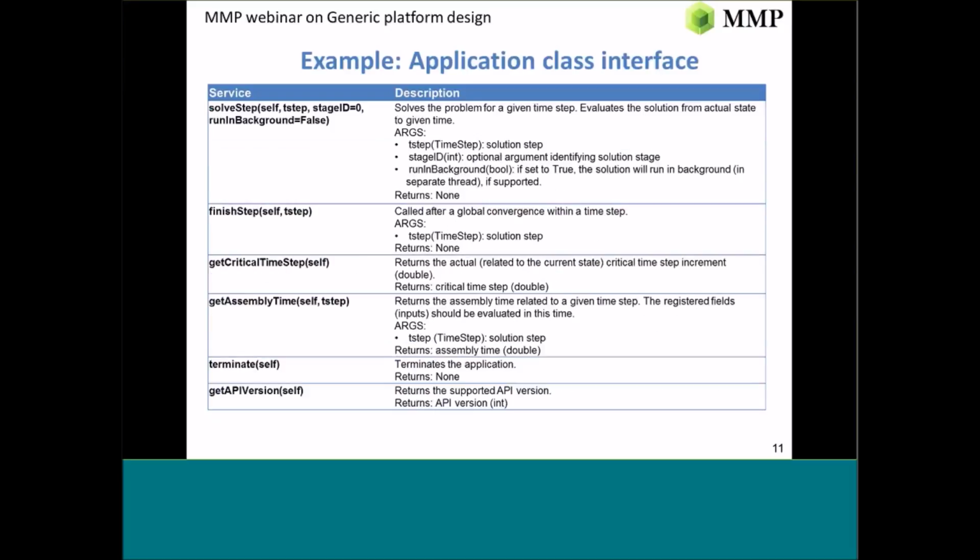Then, on the next slide, we have a method to update solution state to the next time step, a solve step method. Methods to request critical time step, assembly time within a time step, services for terminating application, and services to query interface version, which has to be implemented by all application classes. This short list is only a subset of the application interface, and the detailed specification of all abstract classes and their interface is a part of a public project documentation and is available as a deliverable 1.1 interface specification. So if you are interested, you can find all the details in this report.